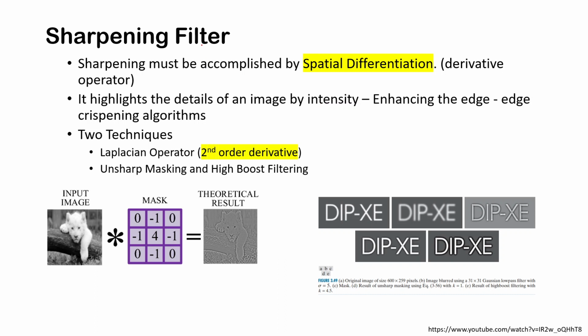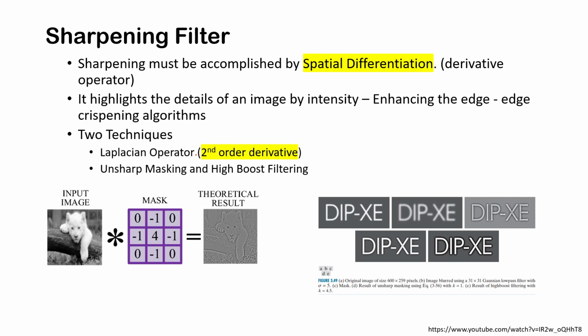For the sharpening filters, we are going to learn roughly two. One is the Laplacian operator, which is a second-order derivative. Remember that the gradient we learned before is a first-order derivative. The Laplacian is a kernel used to enhance the edge. The gradient also finds the edge; it is more or less nearly the same, but the Laplacian performs a second derivative on the image.